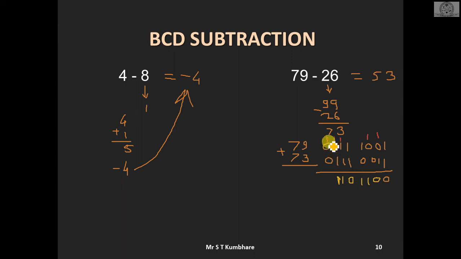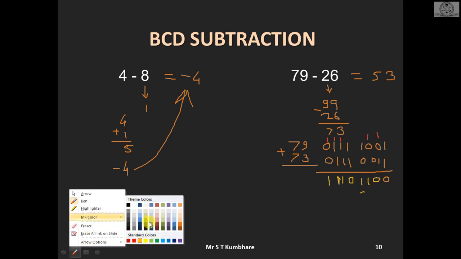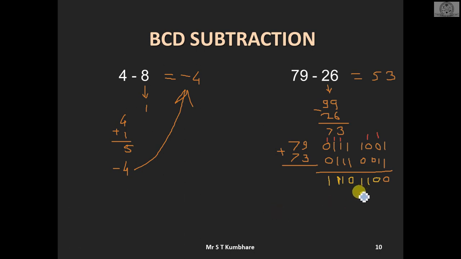Right? Then 1 plus 0 is 1 plus 0 is 1. So the answer is 1. Now, what we have to do? We have to see if this is valid BCD or not. Now, if you observe, this is not a valid BCD. So we will add, let's say, 6 to this number. So 0, 1, 1, and then we'll perform the addition.